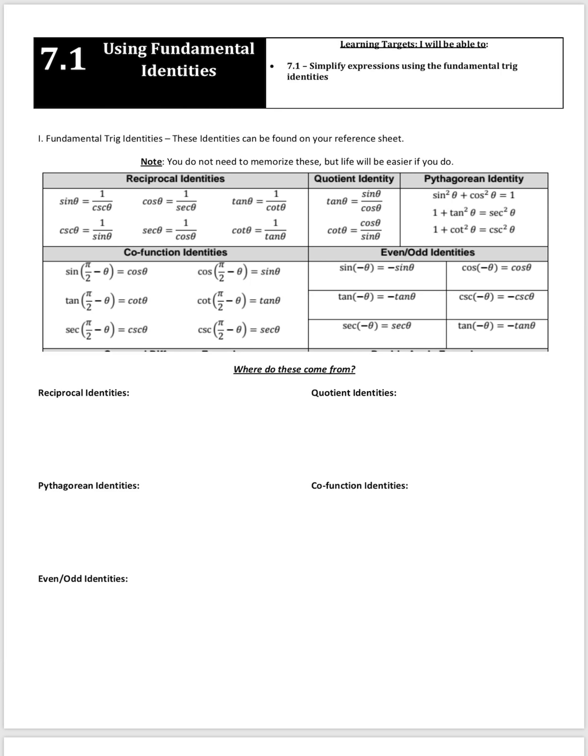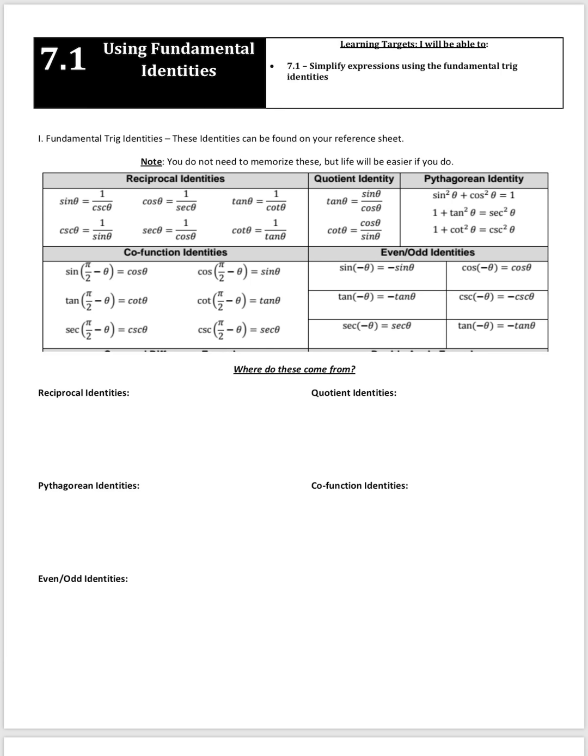Let's talk about what those are. So 7.1 is all about using the fundamental trig identities. We've actually talked about these identities before. An identity is another way of talking about a value in math. It's another identity of that value. And we've already done this to some extent.